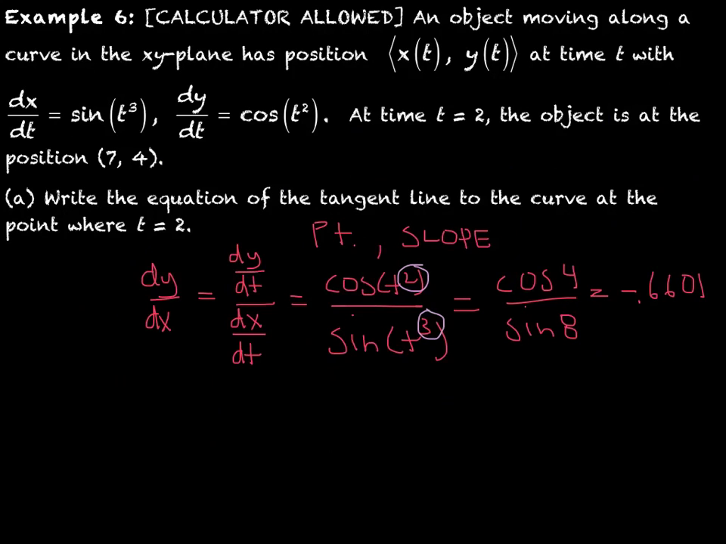-0.6601. Alright, and then we write our tangent line equation. So y minus the y coordinate of 4 is equal to the slope -0.6601 times x minus 7. There's your tangent line.